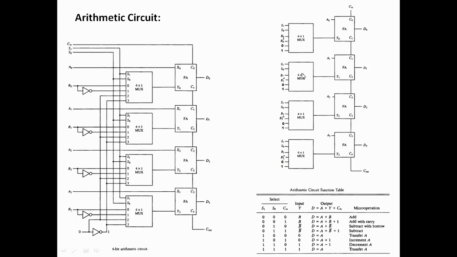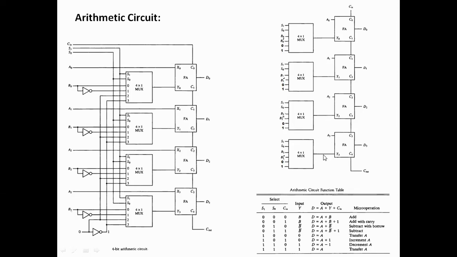And the same things will apply on each multiplexer. So for example, if this is 0 0, B2 will be here. If this is 0 1, B2 dash will be here. If this is 1 0, the third, that is 0, will be here. And if this is 1 1, 1 will be here.